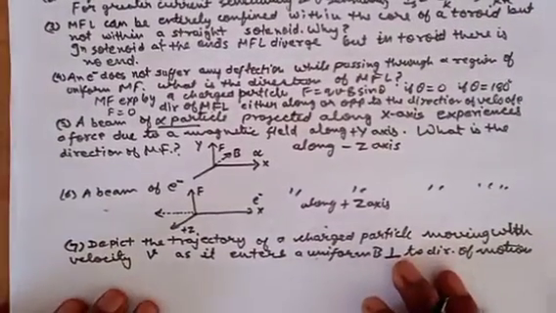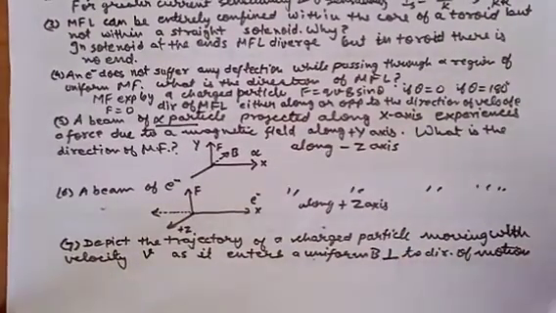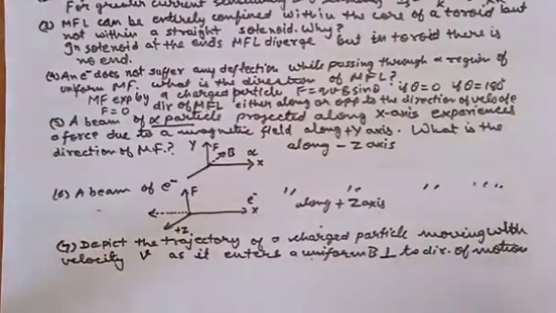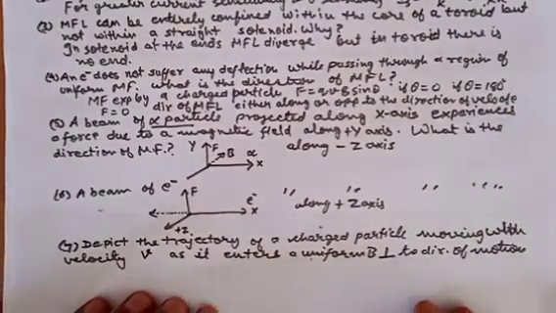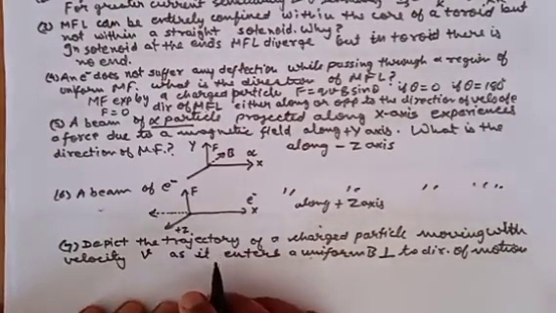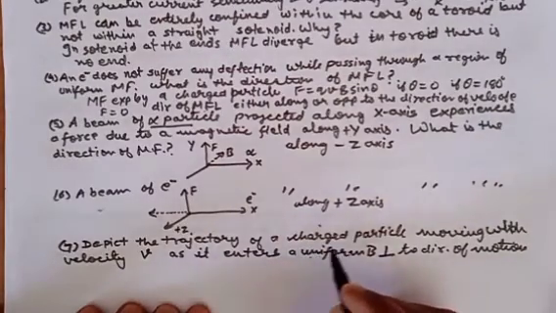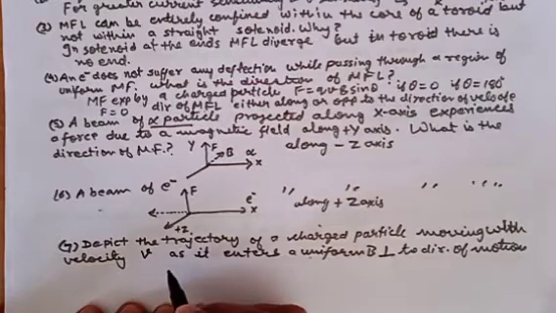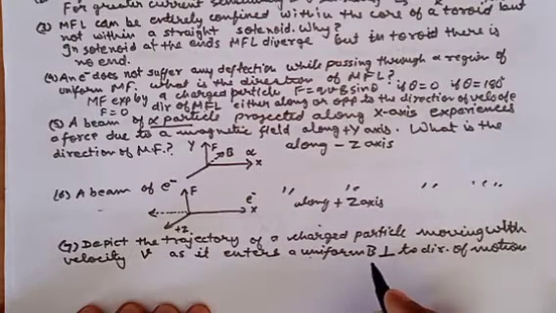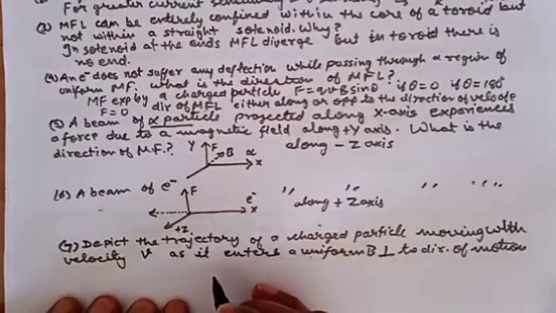Whenever an electron or any negatively charged particle is given, you just need to reverse its direction, taking the opposite direction, for the equivalent positive charge. Depict the trajectory of a charged particle moving with velocity v as it enters a uniform magnetic field perpendicular to the direction of motion.